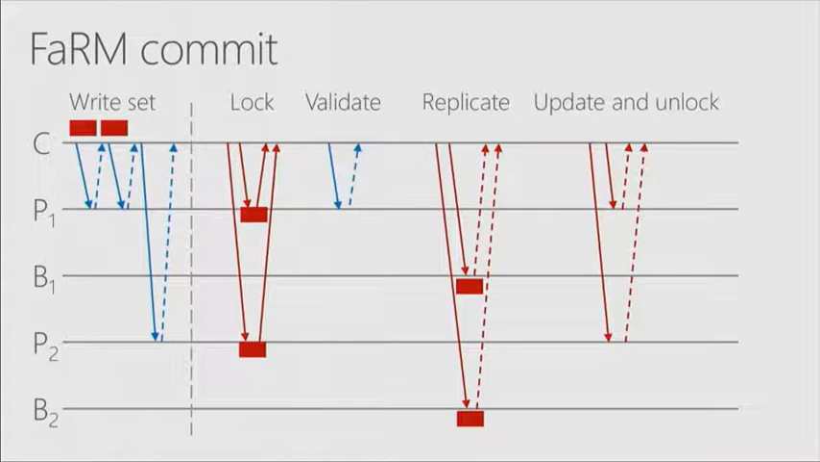Okay, and so this is what the protocol looks like. And what you can see is that we use a lot fewer messages than we would if we used the two-phase commit protocol, which is good. But you can also see that we have 4 phases, unlike the two-phase commit protocol, which has only 2.